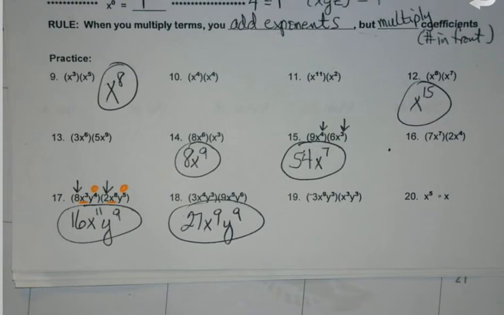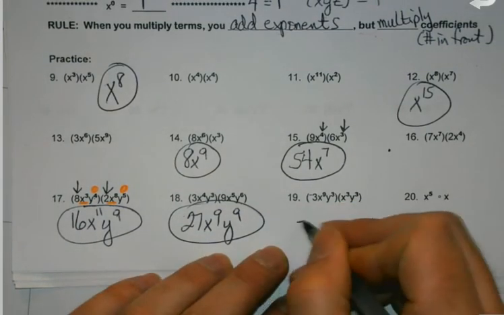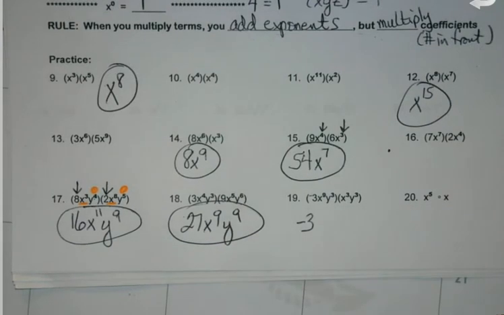27, because that's 9 times 3, and then 4 plus 5 on my x's would be 9, and 3 plus 6 on my y's would also be 9. Can you do number 19? Sure. What number is the answer? Okay, so when it's just one number, we're just going to pull that number down. So negative 3 on number 19.